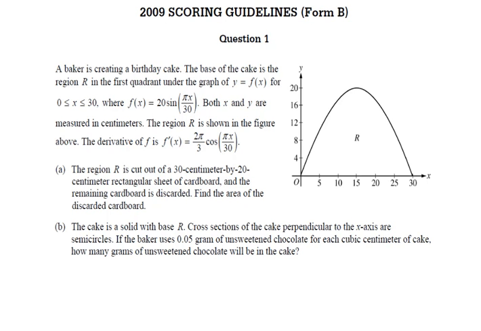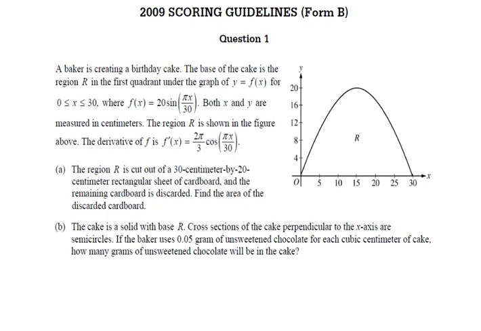In 2009 Form B question 1, we have the area under this curve here, which is 20 sine of pi x over 30. And we're going to use that area as the base of a cake. So we're not going to spin this around just yet, or at all, but we're going to use that as the base of the cake there.